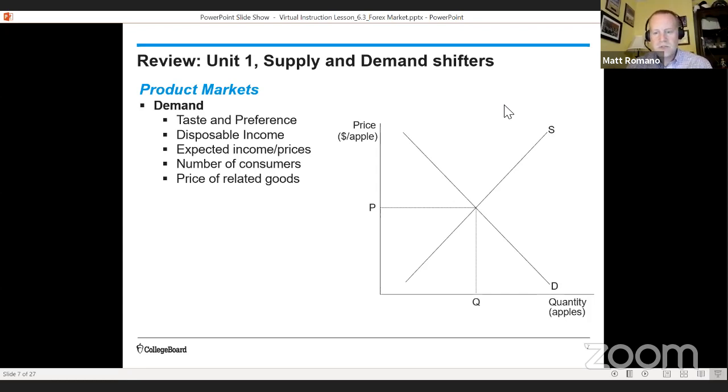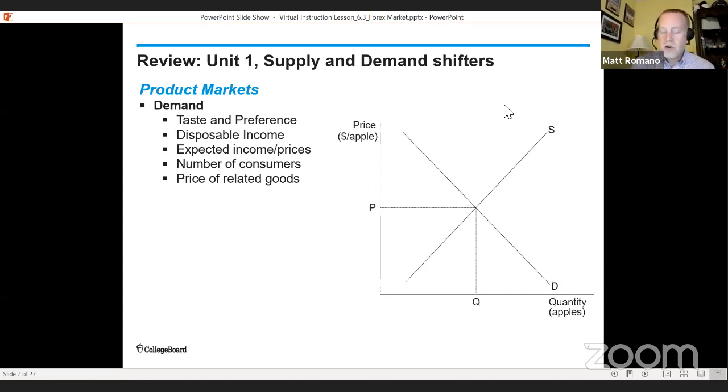Disposable income, at this point in your AP macro career, is pretty self-explanatory. When people have more money, they're going to spend more money. So we're saying consumers of apples now have a higher disposable income, demand is going to increase. Expected income is going to cause a shift in demand. If you're an apple buyer and you expect your income to go up in the near future, you're probably going to buy some more apples. Demand's going to increase.